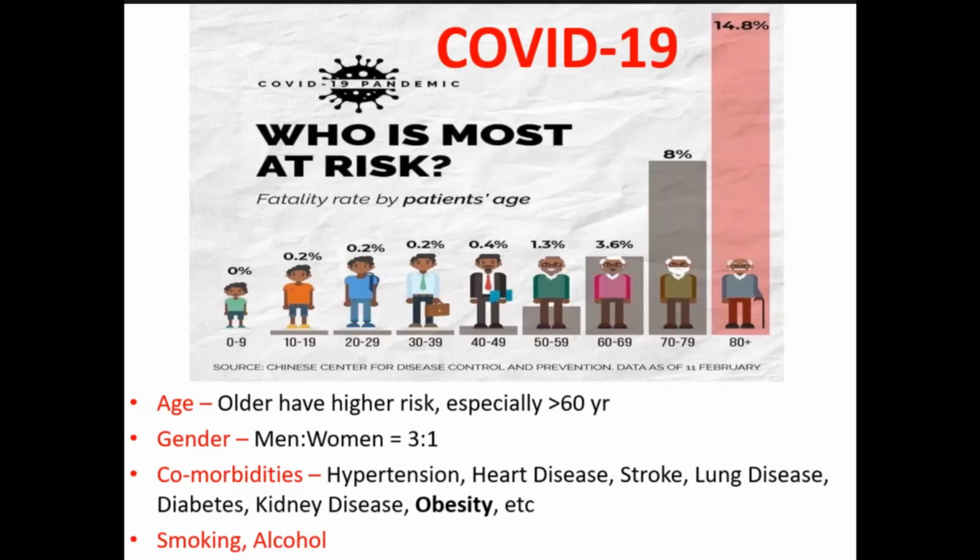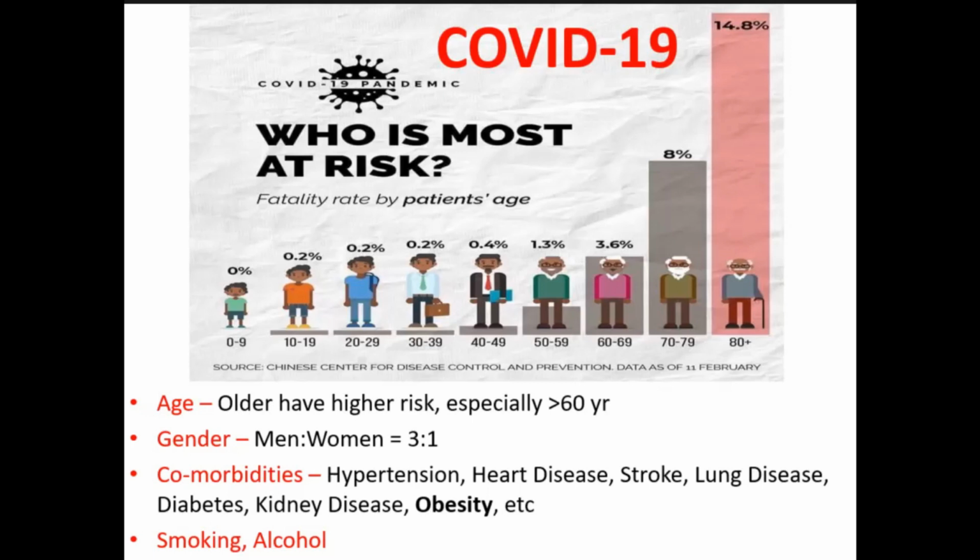People with hypertension, oh, I'm on drugs. Heart disease, I'm on drugs. Stroke, I'm on drugs. I got lung disease, on drugs. Diabetes, on drugs. Kidney disease, on drugs. Obesity, biasa, it's normal. 78% of those people with severe COVID or who died of COVID, 78% were obese.